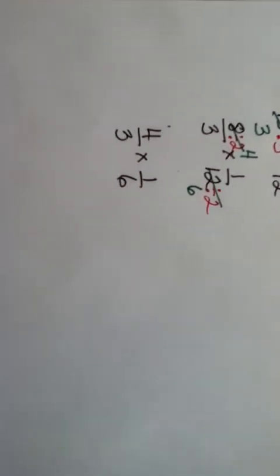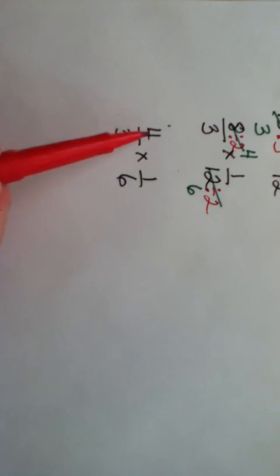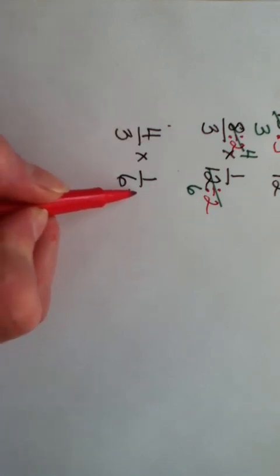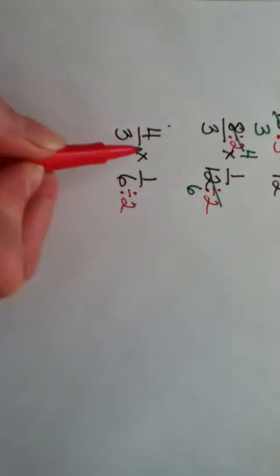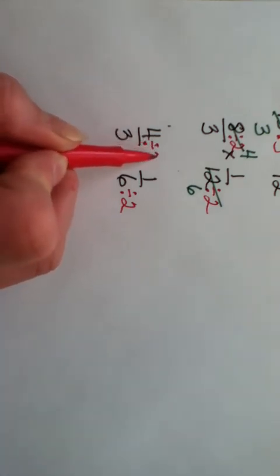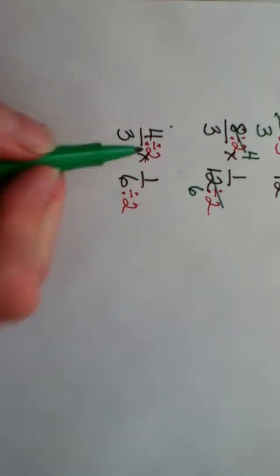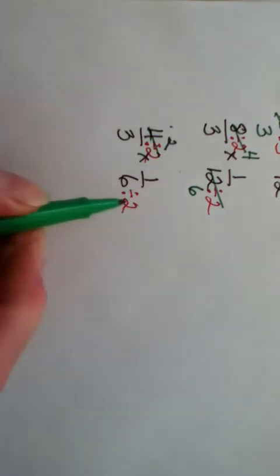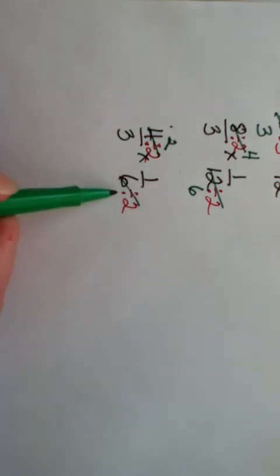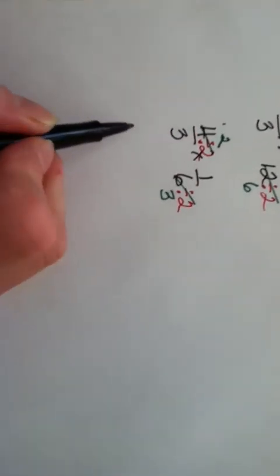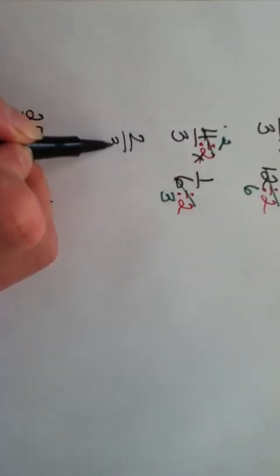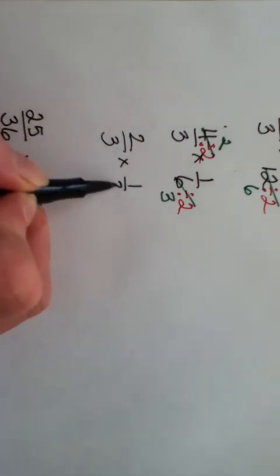And we ask that same question. Is there any number on the top and a number on the bottom that can both be divided by the same number? Well, if I look at the 4 and the 6, I can see I can still divide both of those numbers by 2. So 4 divided by 2 is 2. 6 divided by 2 is 3. And my problem has become 2 over 3 times 1 over 3.